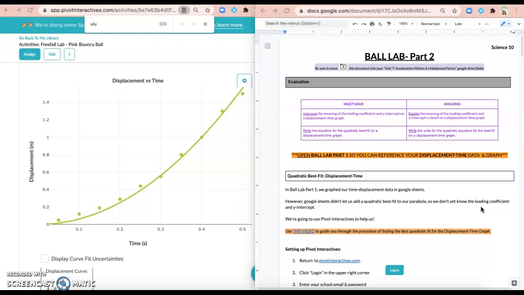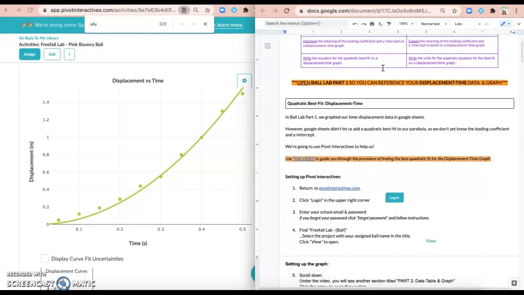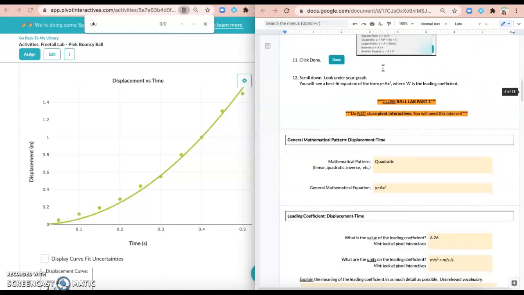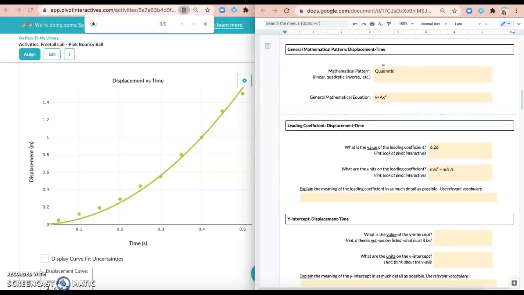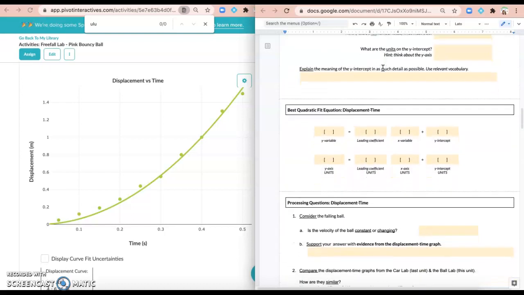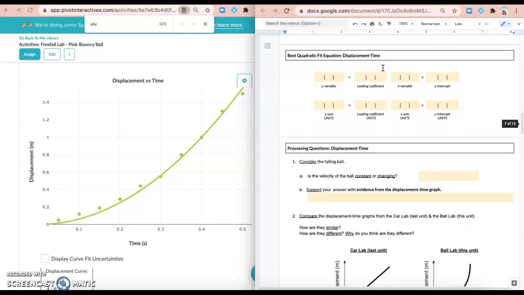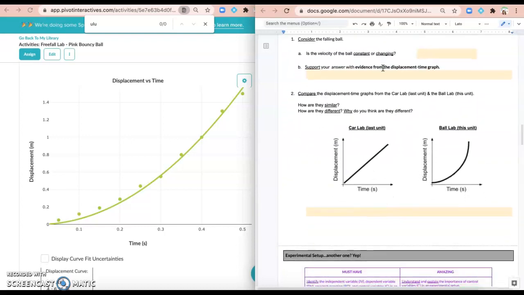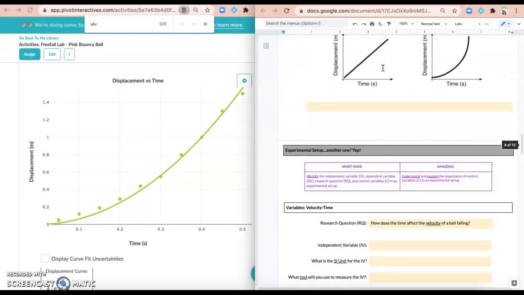Hello, this video is meant to help you walk through the procedure for collecting your velocity data. So we are in Ball Lab Part 1, and I want you to scroll down. You should already have completed your quadratic best fit. You already completed your general mathematical pattern for displacement time, your leading coefficient, your y-intercept, and your best quadratic fit for displacement time, as well as your processing questions for displacement time.